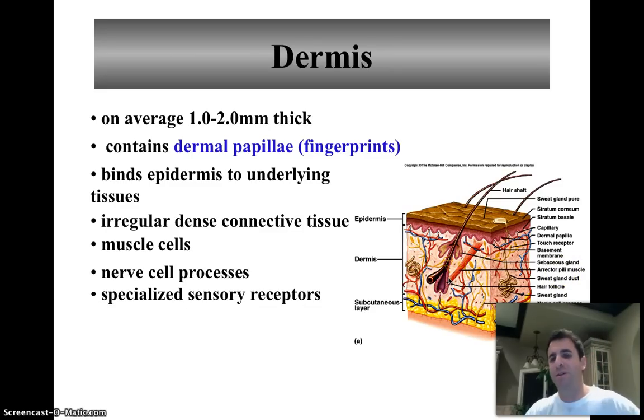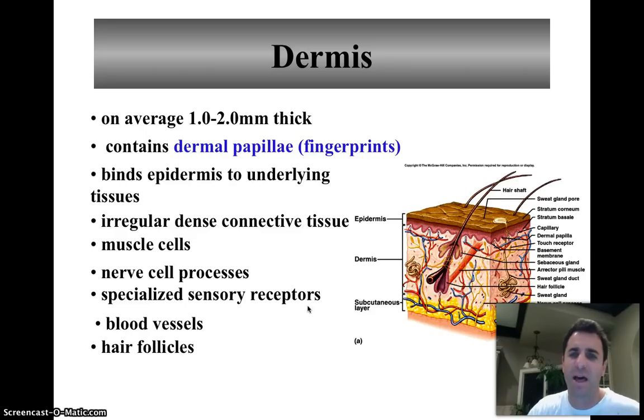This, of course, is why, if you pluck a hair out of your arm, you can feel it, because there's a nerve ending attached to that. And then there are other specialized sensory receptors for temperature and pressure and so on, and we'll talk about those. And then we already mentioned very small blood vessels like capillaries carrying blood up to the dermis, hair follicles, which you can see and know, and then also glands that secrete stuff like sweat.